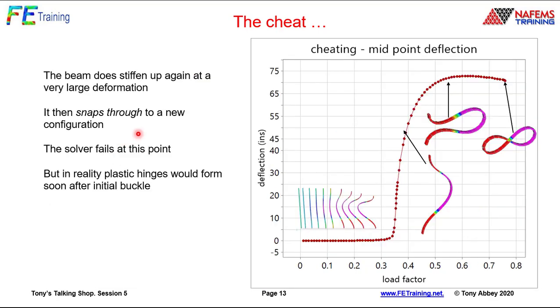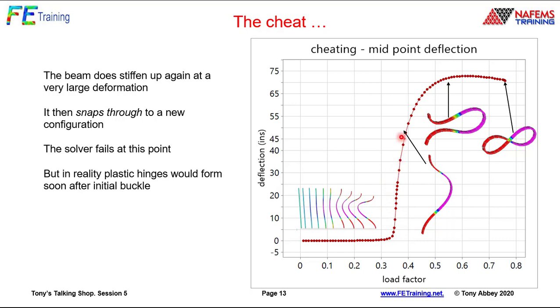Now, this beam is rather curious. It does actually stiffen up again at a very large deformation. So as we go through here, this is our initial buckling. These are the initial plots we had here. Bear in mind, we're not putting in plasticity, so it's all a little bit artificial, but it's just interesting to look to see what happens.